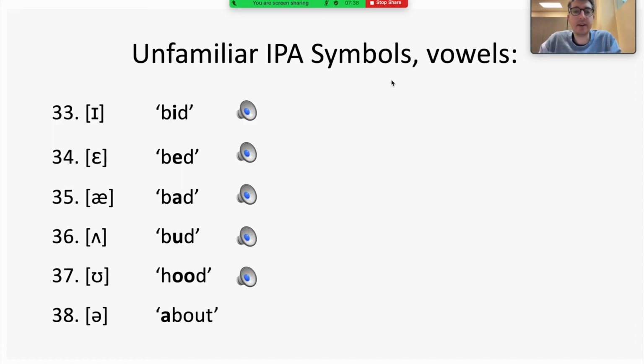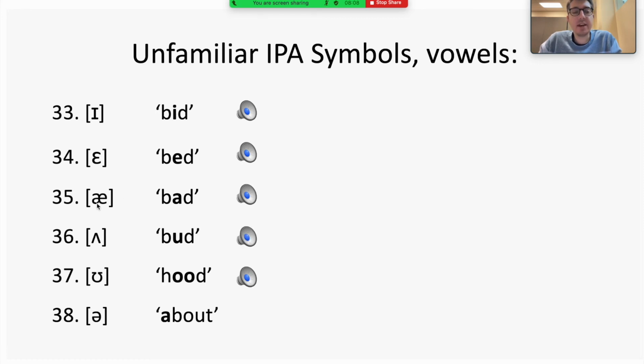Then we have unfamiliar IPA symbols for vowels. These are the symbols that you are not aware of, and you'll have to learn them. For example, I, bid, which we call cap I, like capital I. Then epsilon, bed. And ae, as in bad.